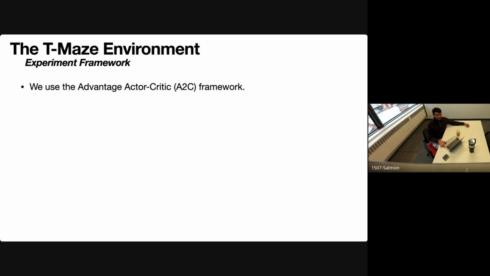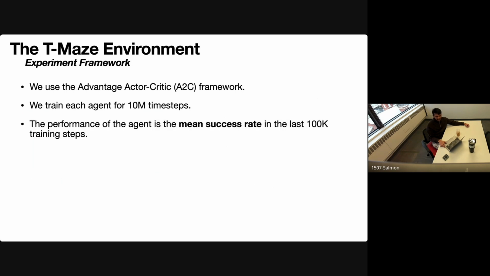And the experiment framework is as follows. We're going to use the advantage actor critic framework. We're going to train each agent for 10 million time steps, and we are going to present the performance of the agent as the mean success rate in the last 100 key time steps of training. Success rate being the number of times the agent takes the correct turn.